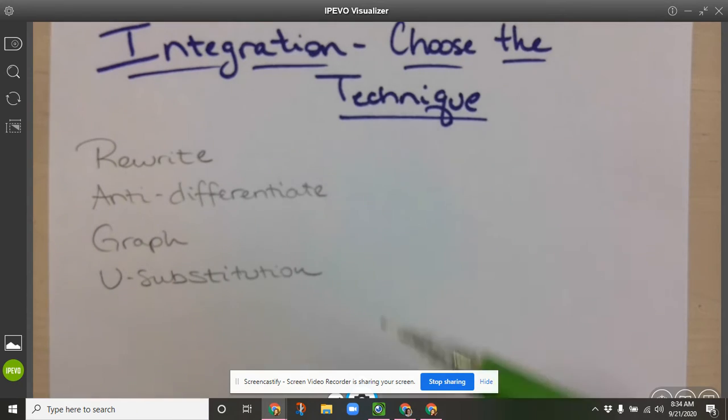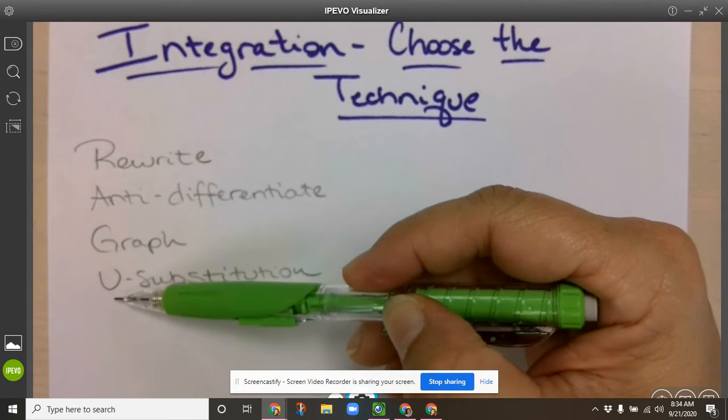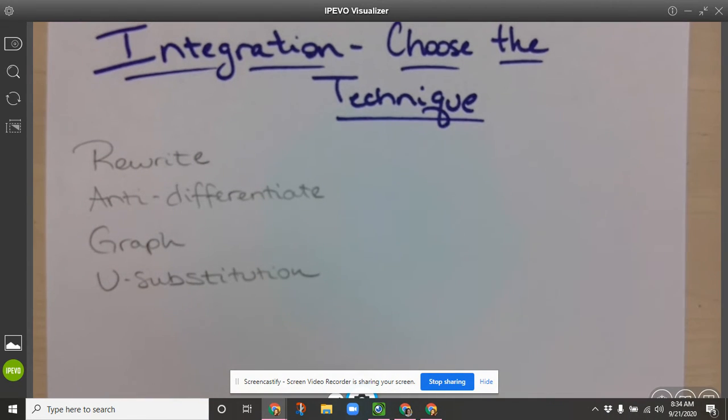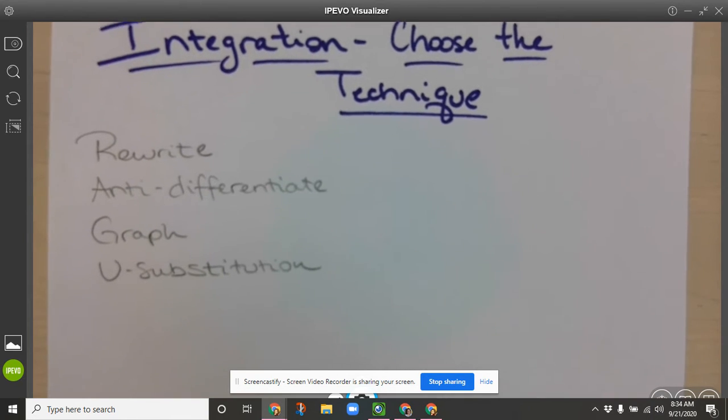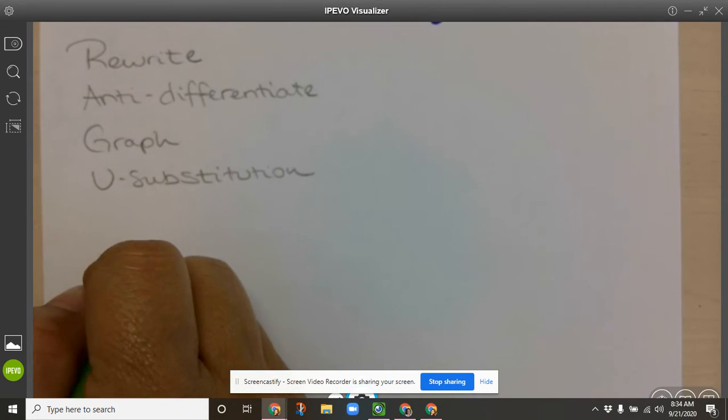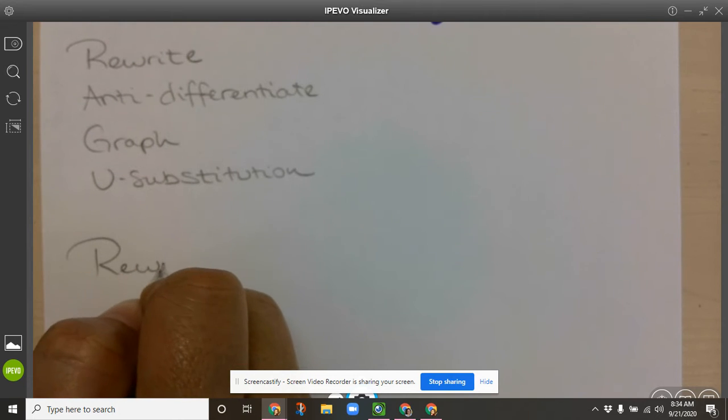And I've written these in this order. We have RAGU here, kind of a little mnemonic device to help us remember what our possibilities are. As we learn new techniques, we'll add to this device to help us remember what our choices are. So let's look at, first of all, we're going to start with rewrite.